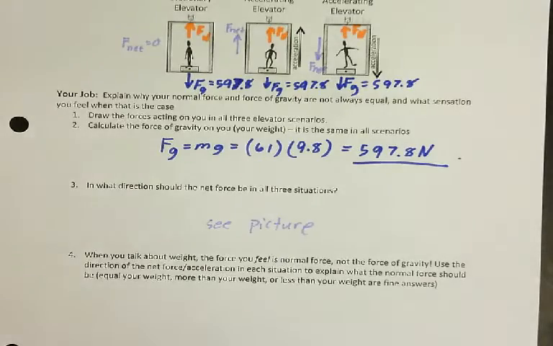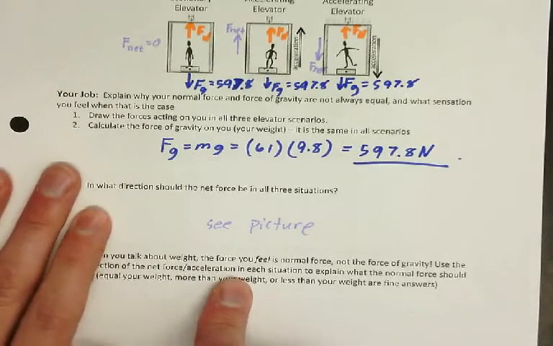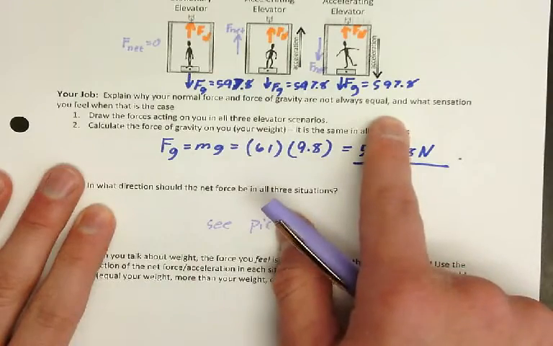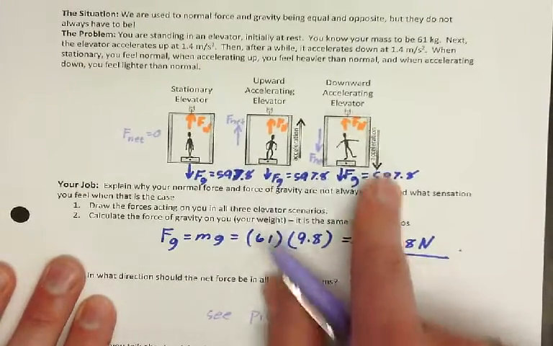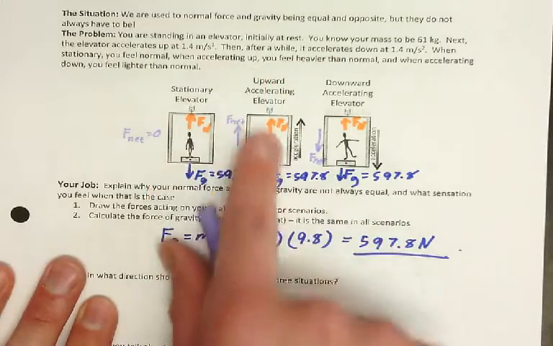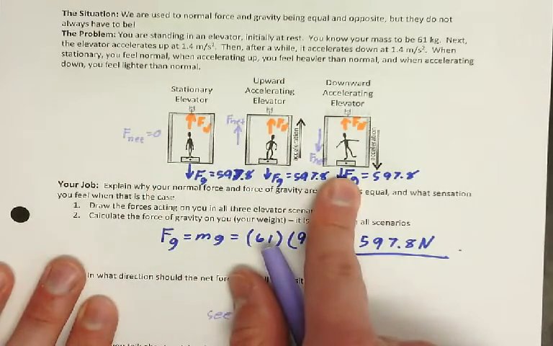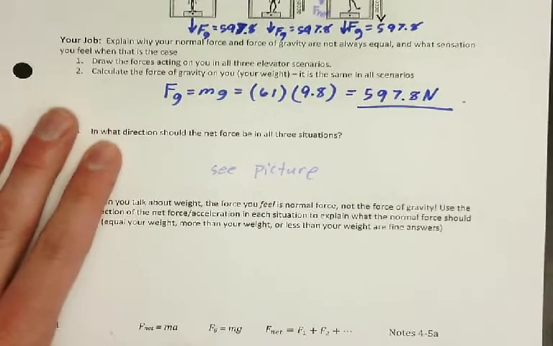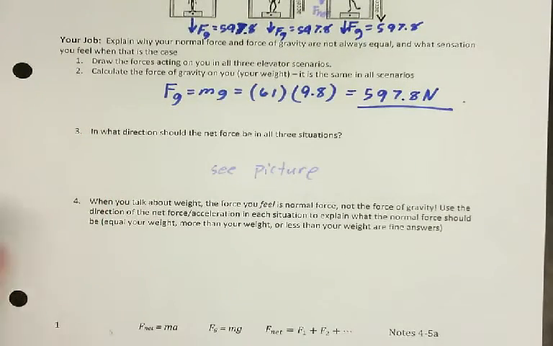Again, I want to reiterate, you don't actually feel gravity. So even though gravity is the same, you don't feel the same every time. Okay, we mentioned before that you feel normal when it's at rest. You feel heavier when it accelerates up, and you feel lighter when it accelerates down. So what you do feel is the normal force. You don't feel gravity. So see if you can explain why you feel what you do for those situations, okay? I'll give you a few minutes to think about it.